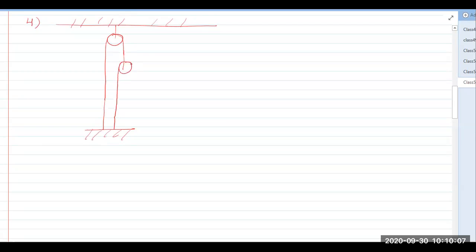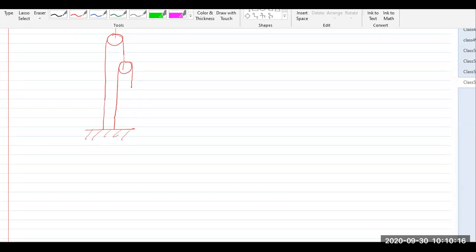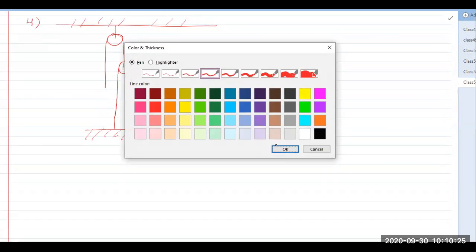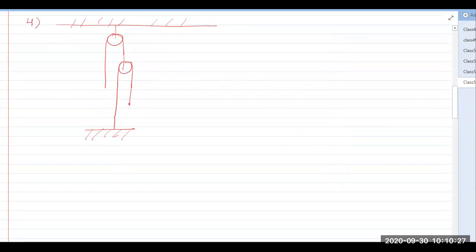Okay, so in this example you can see, in this example we will see that the system is having two strings. So one string is here and another string is one more. M1, this mass is M2. We have to find the relation between the acceleration of the two objects.